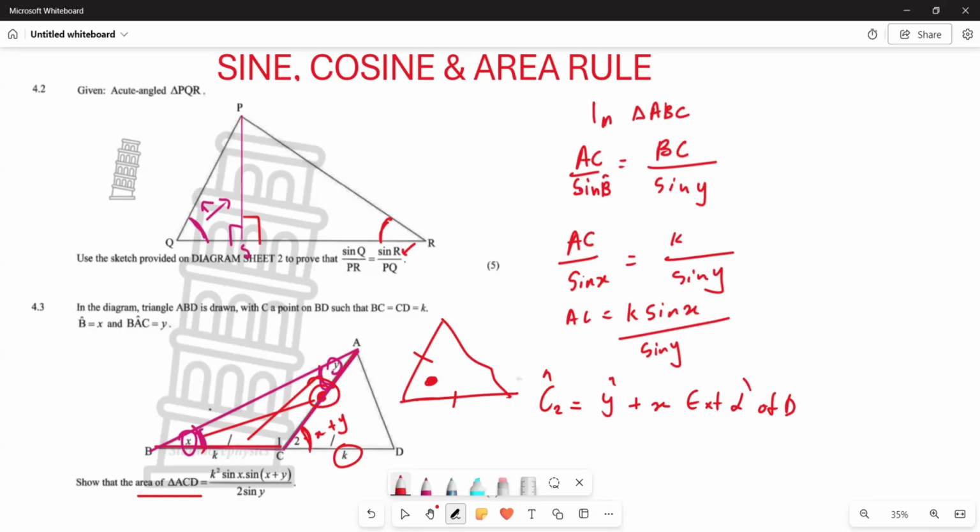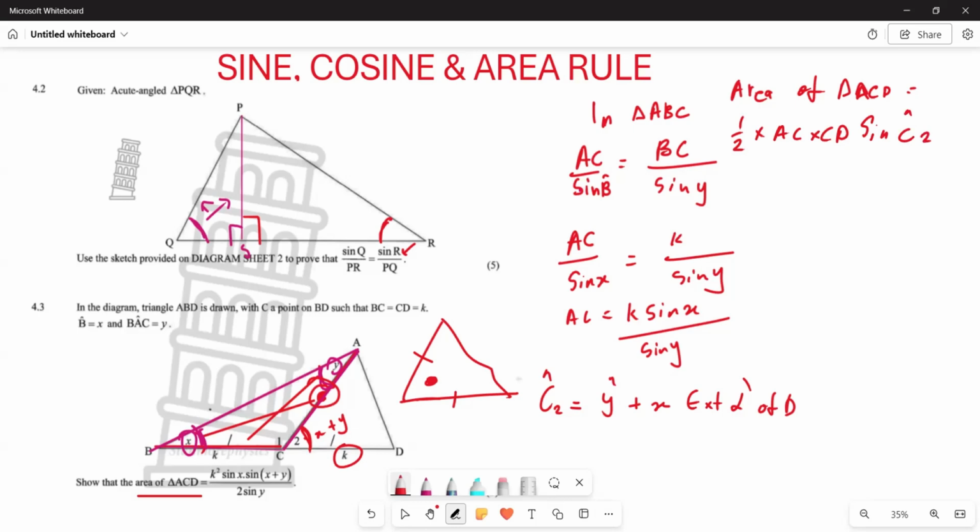We also have the angle in between, so now we can do that. Now our area of triangle ACD, remember, the area is equal to 1 over 2 multiplied by the base. This is the same as AC multiplied by CD, sine of your angle C2.